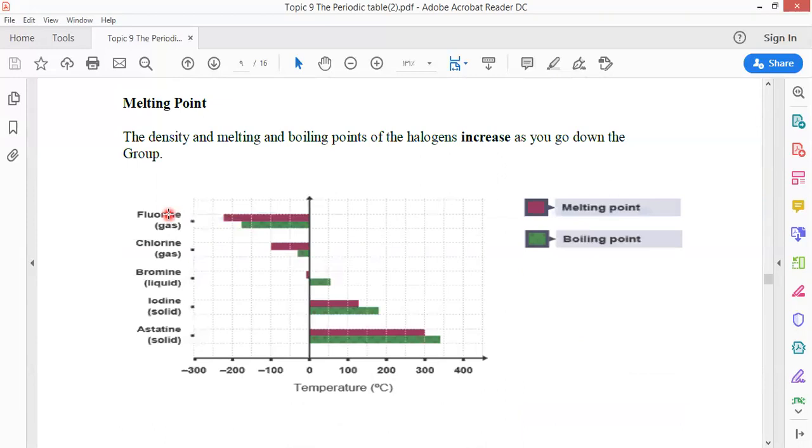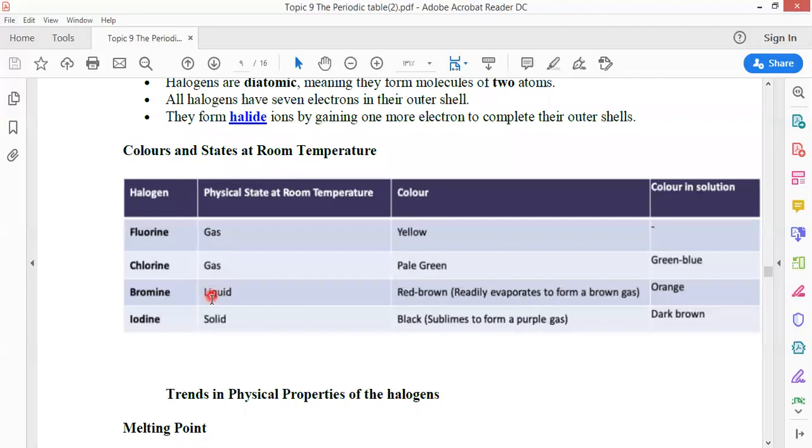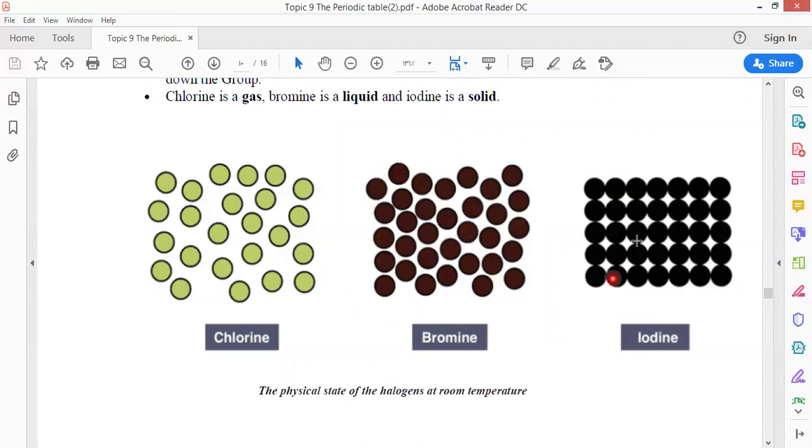Even fluorine is a gas also. Bromine is a liquid. This is bromine. This is iodine, so it's a solid state, as you see here.